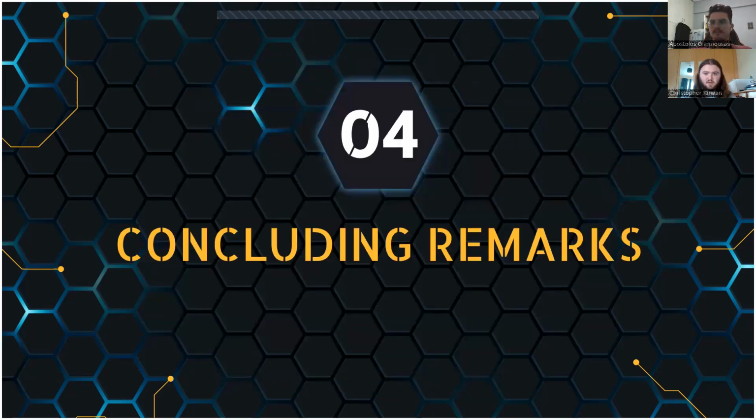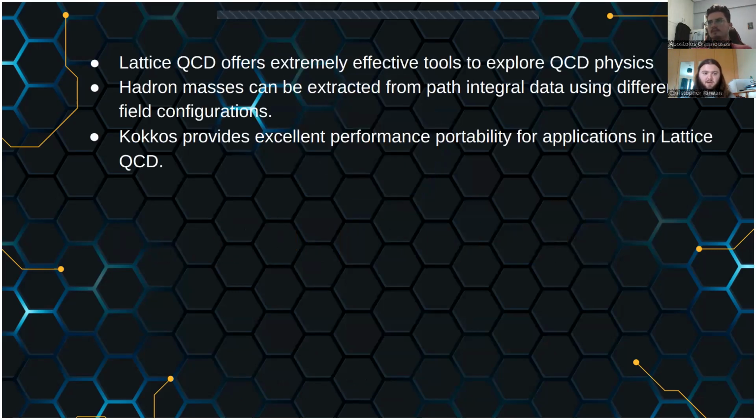All right, now time for some concluding remarks. So Lattice QCD offers extremely effective tools to explore QCD physics. Hadron masses can be extracted from path integral data using different field configurations, and then we can fit them using exponential plots. And then Kokkos provides excellent performance portability for applications in Lattice QCD.